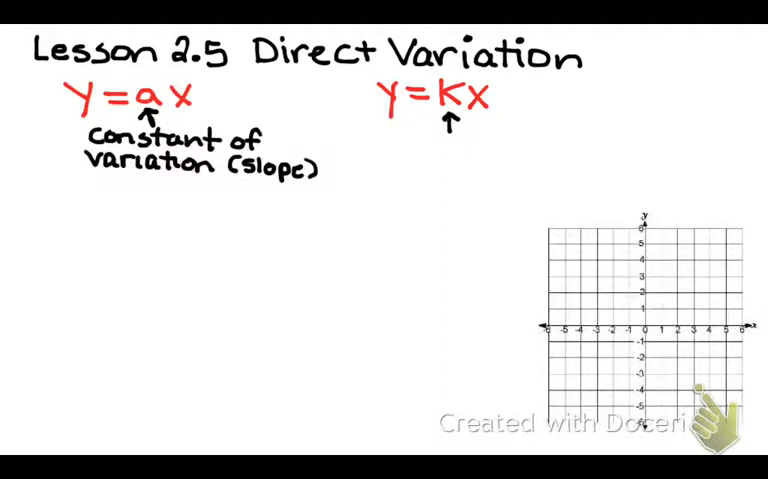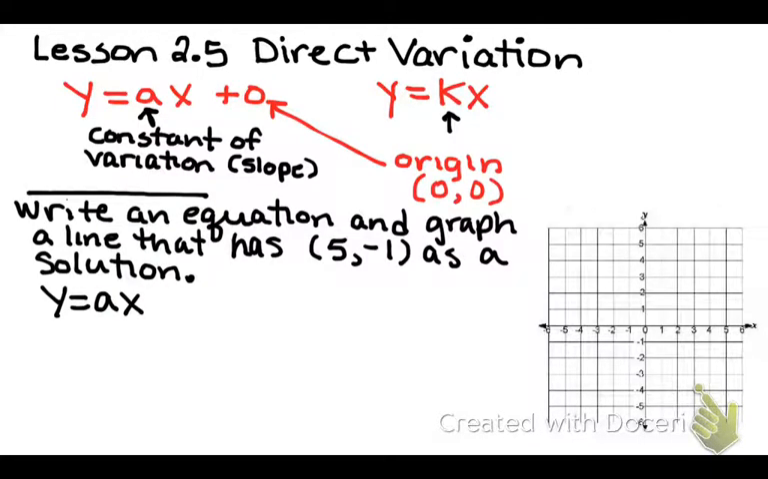For direct variation, the y-intercept will always be 0. So I'll put a plus 0 here. That means your line on your graph will always go through the origin, or point (0, 0).